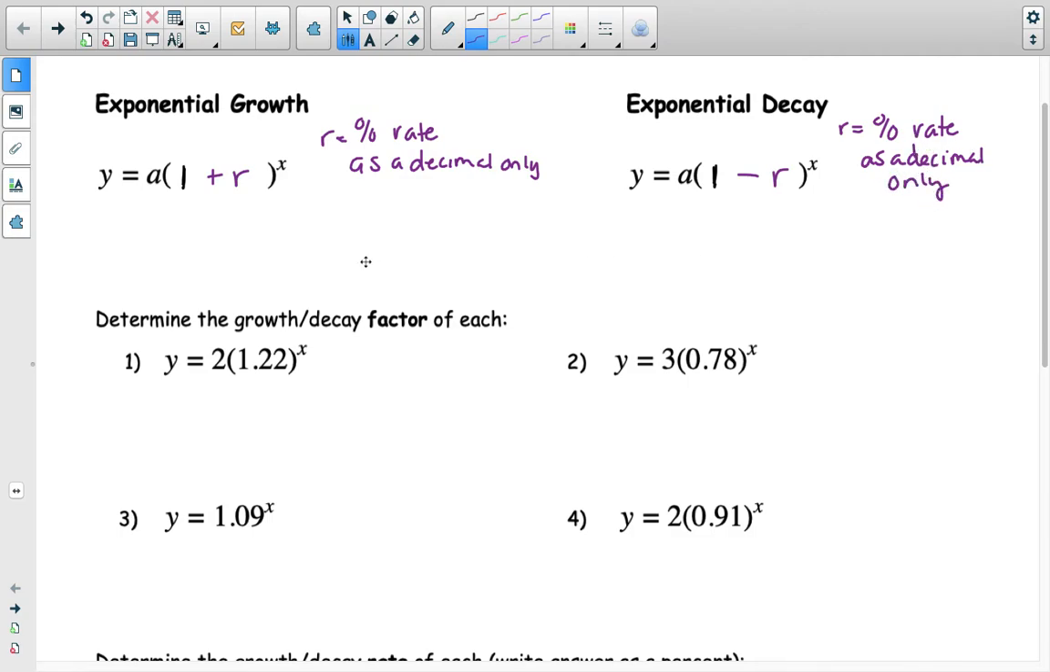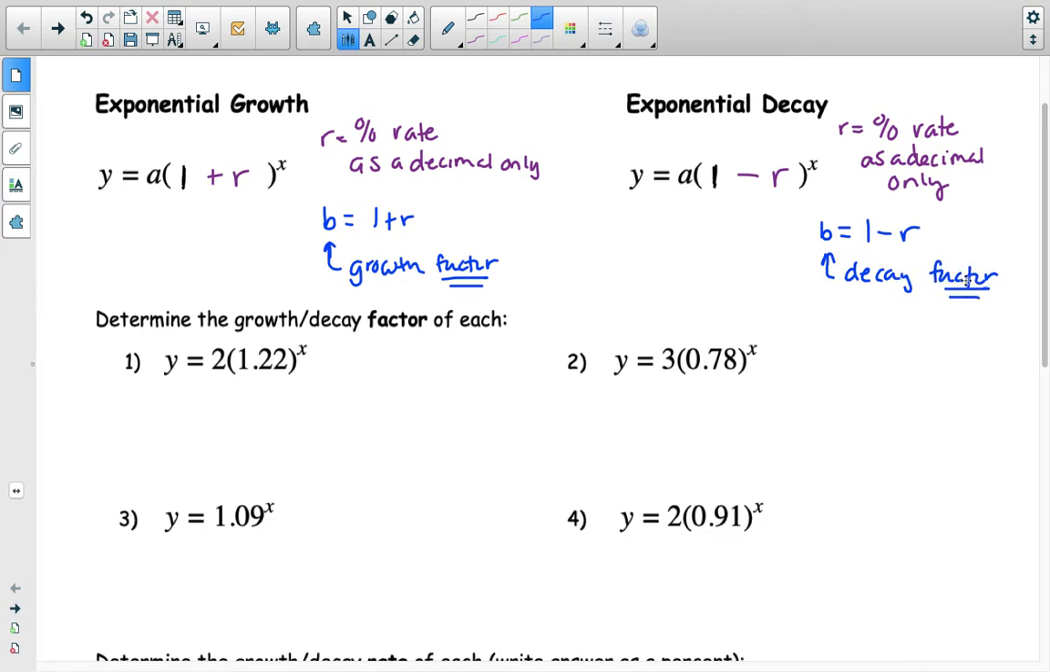The thing is that we need the B value. We need to know what value goes in here. That is our B. B is our growth or decay factor, which is that 1 plus R. This is the number we actually want, our growth factor. This is the number we really, really want. Same thing with our decay factor. Our decay factor is 1 minus R. B is what we want. This is our decay factor.